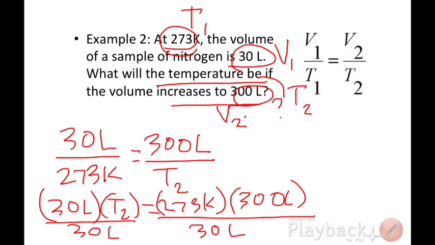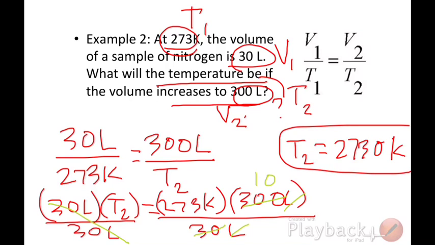All right. So now liters are going to cancel. And 300 divided by 30 is 10, so we could cancel the 30 here and replace it with 10. And all this stuff on the left side cancels. So now we have T2 equals 273 Kelvin times 10. 273 times 10, we just add a 0 on the right side of the 273, so that gives us T2 equals 2,730 Kelvin. That's our answer.